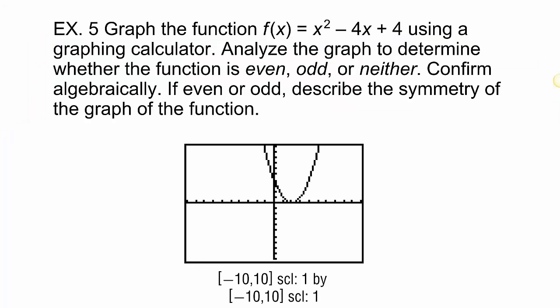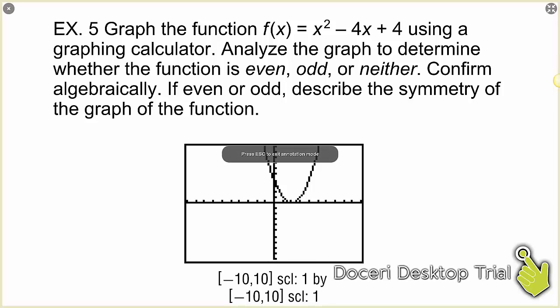Okay, so let's look at an example of that. Here's number 5. It says graph the function x squared minus 4x plus 4, and this is a screenshot from the calculator. It says analyze the graph and determine whether it is even, odd, or neither. So I can look at this graph and see that it's not symmetric to the y-axis. I couldn't fold it across the y-axis. It's not symmetric across the x-axis. It's the origin part that may be a little fishy. So I'm going to show you algebraically what we need to do.